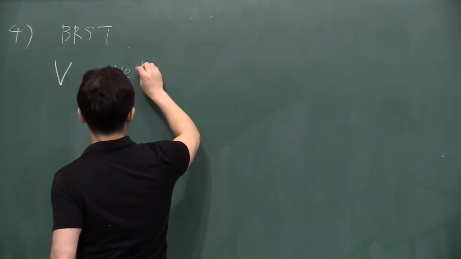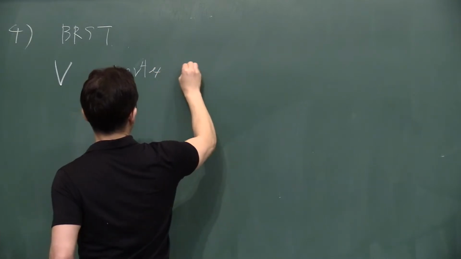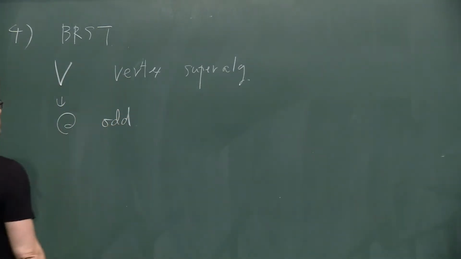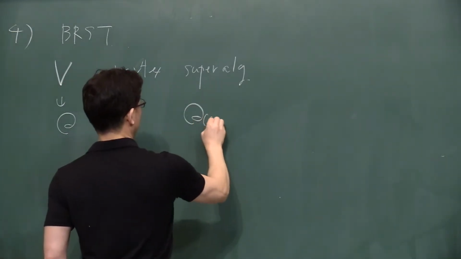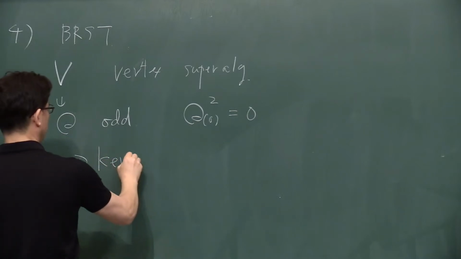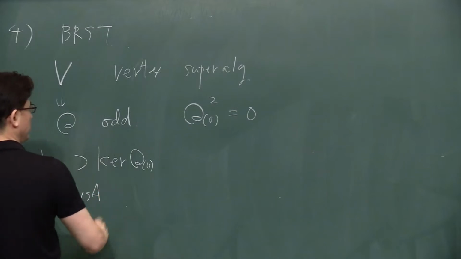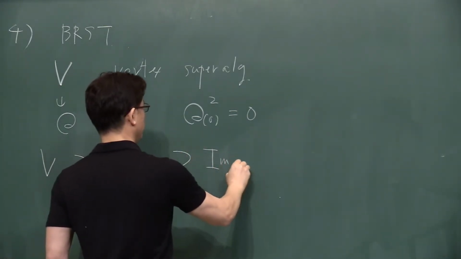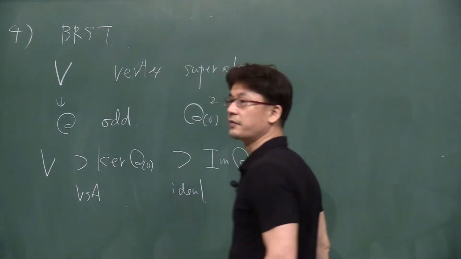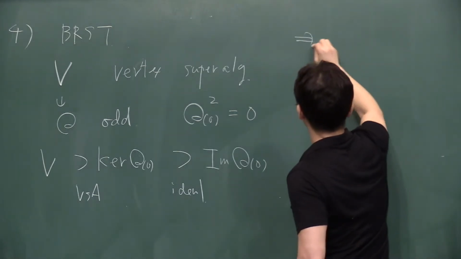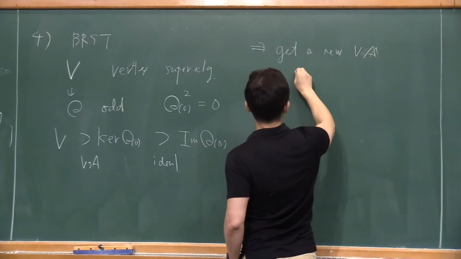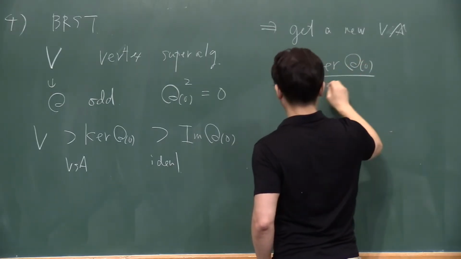So this time you assume this V is a vertex superalgebra. And you pick some element which is odd. And you assume that the square of this zero mode is 0. Then again, you have a kernel, which is a vertex subalgebra. And then, because of this condition, the image is contained in the kernel. And you find that this is an ideal in the vertex algebra sense. So you get a new VOA, a new vertex algebra, by considering the quotient of the kernel by the image.